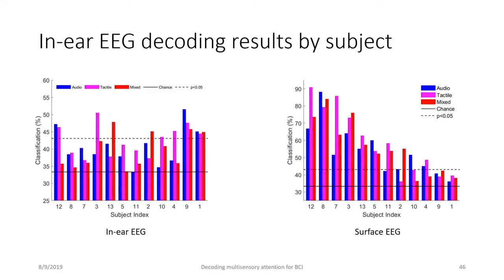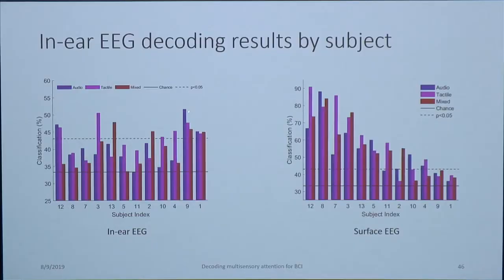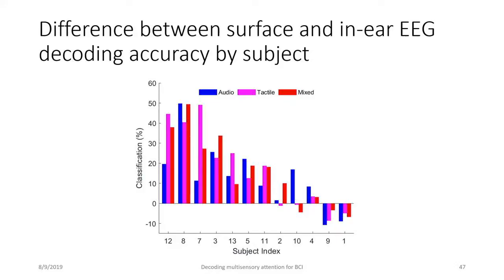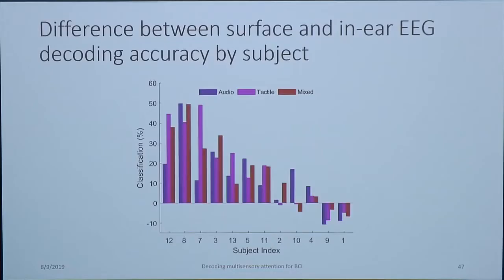And I can pull the results for each subject together. And this is the same ordering as we did before. If you can remember in the previous plot, this is for the surface EEG. The ones on the left are very high in classification. In this plot, it seems to be the opposite. The data that was not classifiable for the surface EEG tends to be more classifiable in the in-ear EEG. Now we can take a subtraction between the two. And we can see actually in some subjects in-ear EEG outperforms their surface EEG. And this is a very interesting observation.